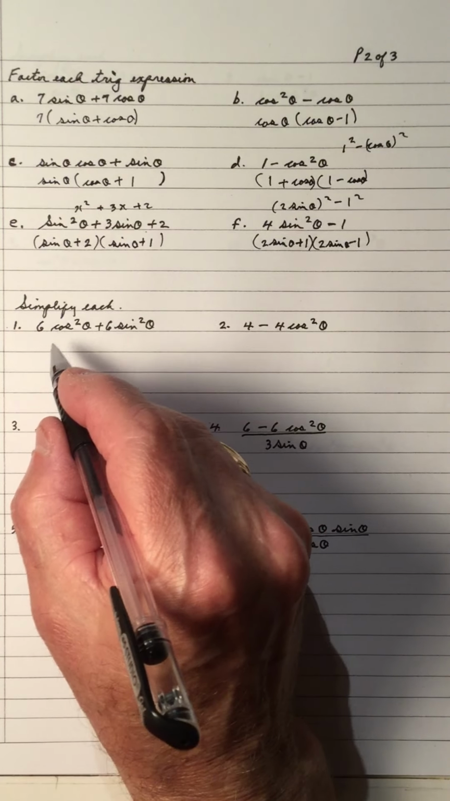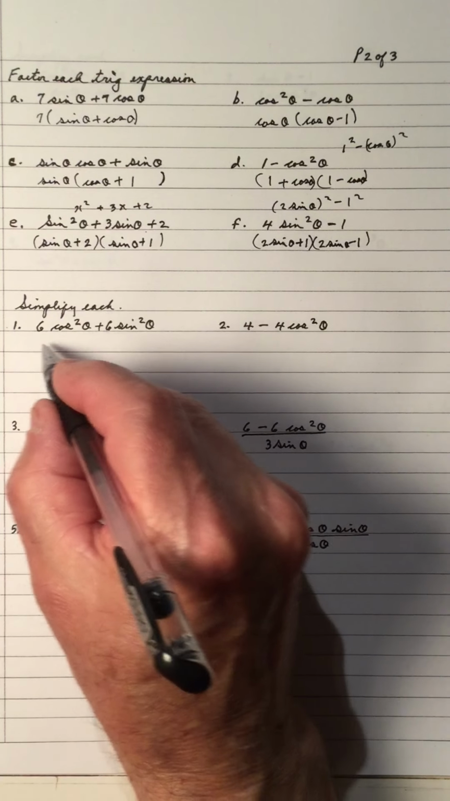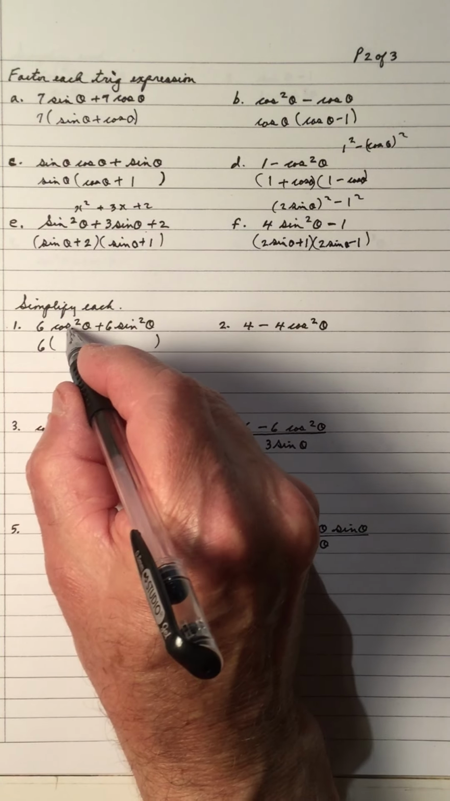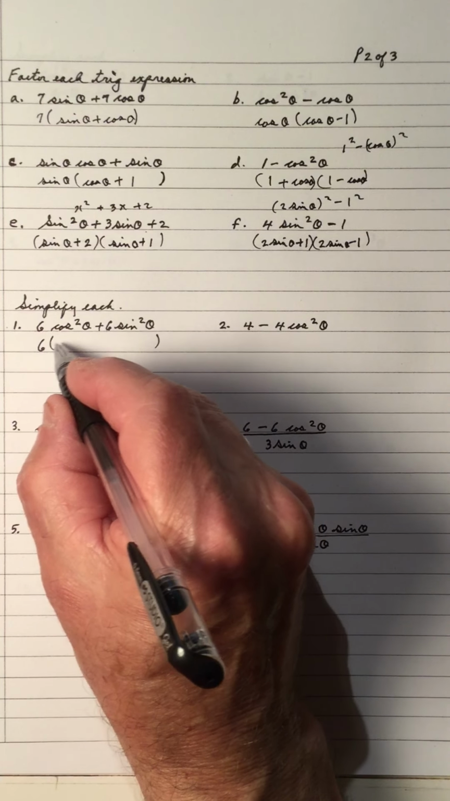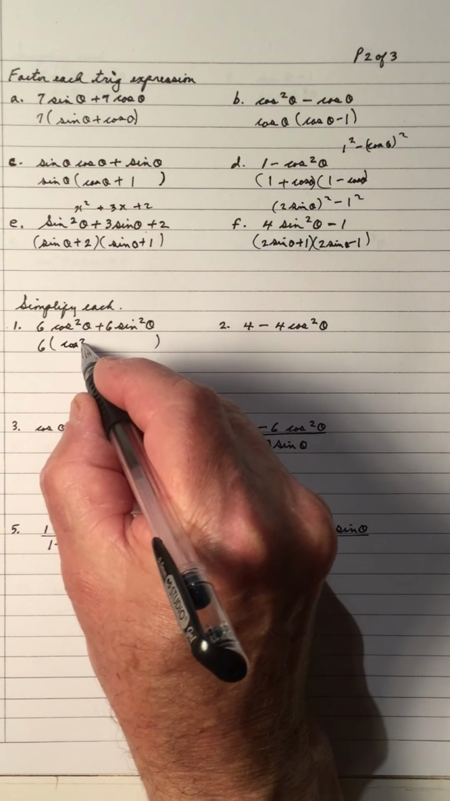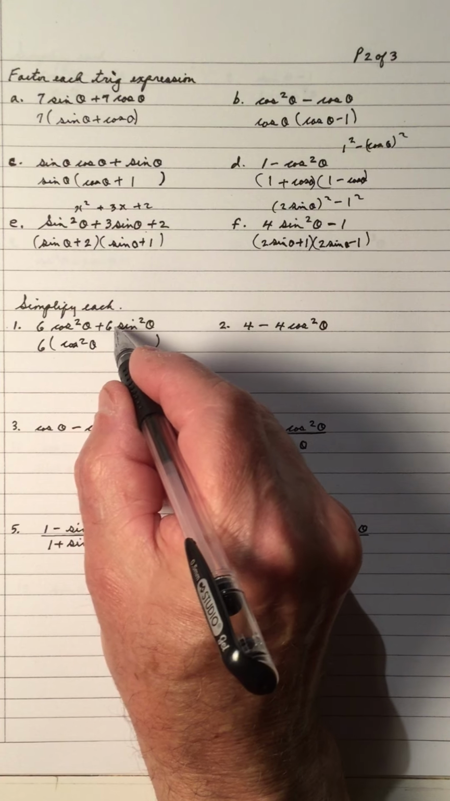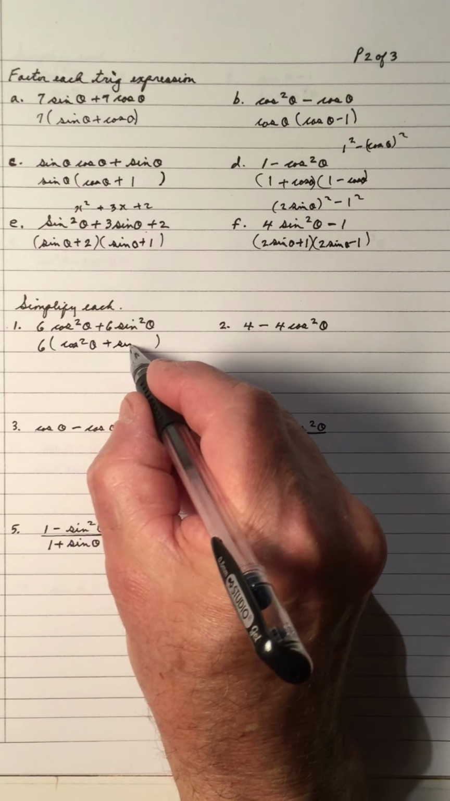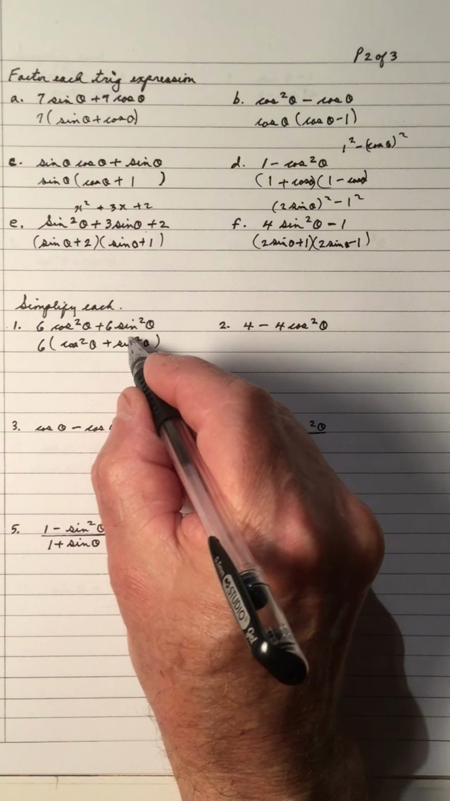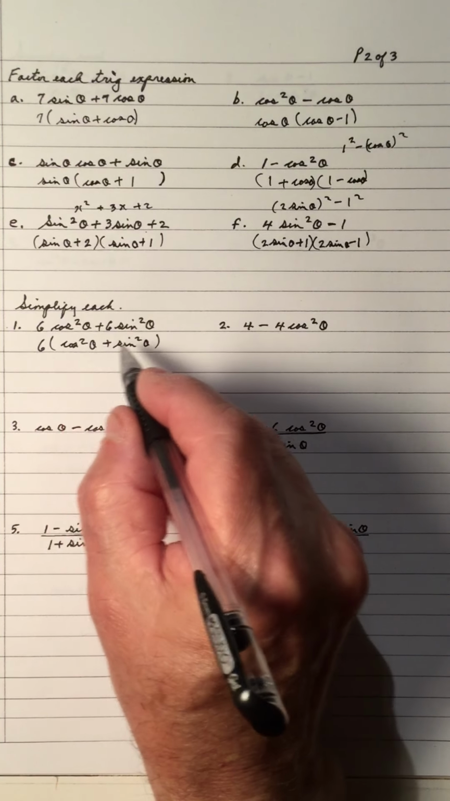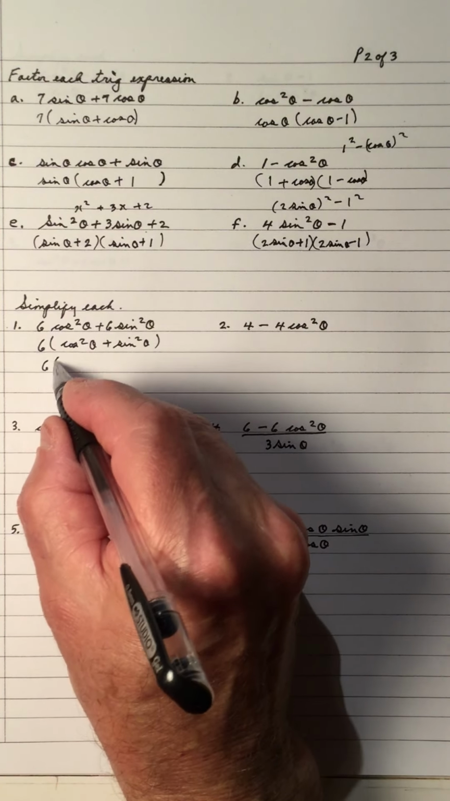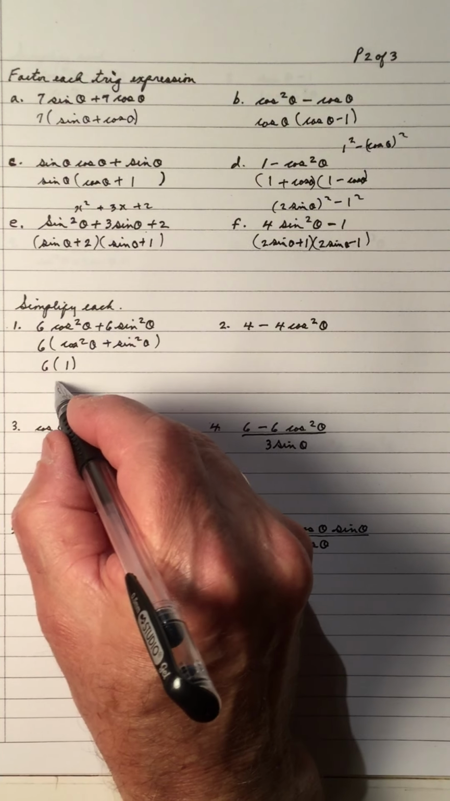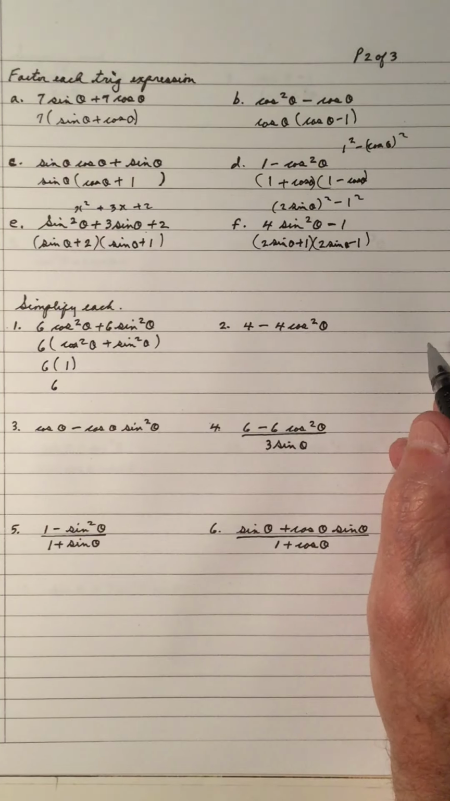Here we go. Simplify. I see a 6 as a GCF, so I'll take it out. 6 cos squared theta divided by 6 is cos squared theta. And 6 sine squared theta divided by 6 is sine squared. And notice cos squared plus sine squared. Well, if you have it memorized, that's 1. So 6 times 1 is 6.